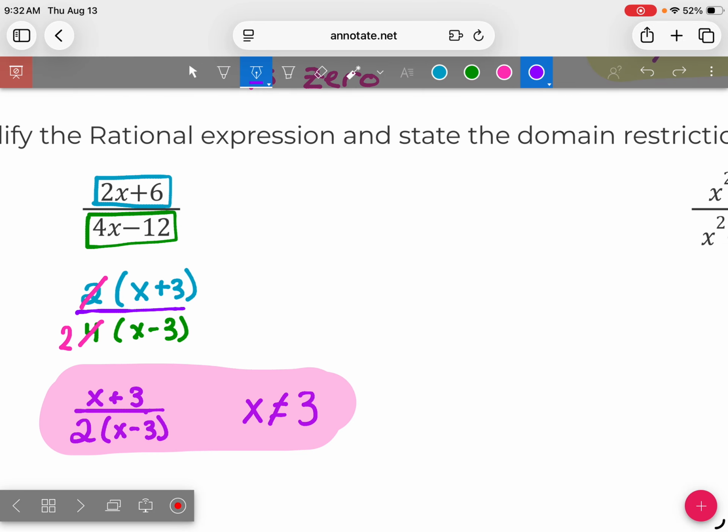Before I zoom over to that one, questions on that one? Cool.